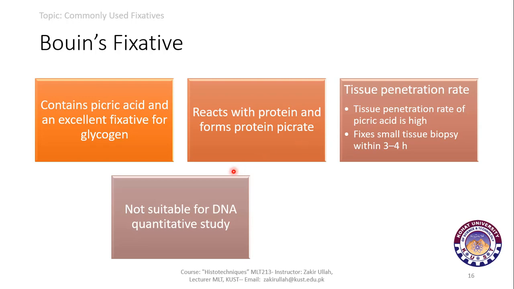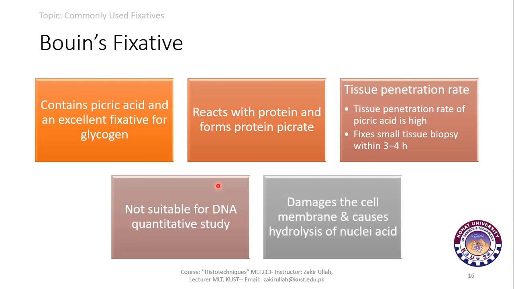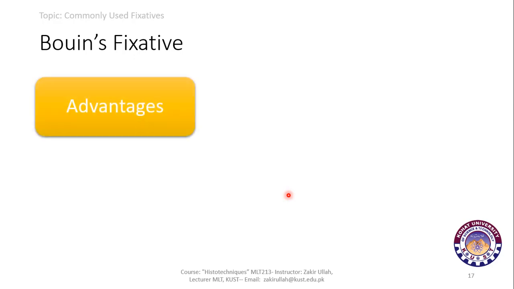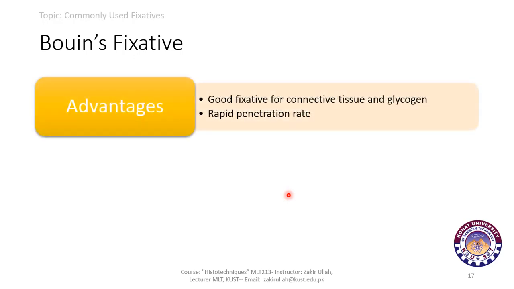Bouin's fluid is not suitable for DNA quantitative study. If tissue is to be processed for DNA quantitative study, it should not be fixed in Bouin's fluid, because it damages the cell membrane and causes hydrolysis of the nucleic acids. The advantages of using Bouin's fluid: it is a good fixative for connective tissue and glycogen, and it has rapid penetration power.